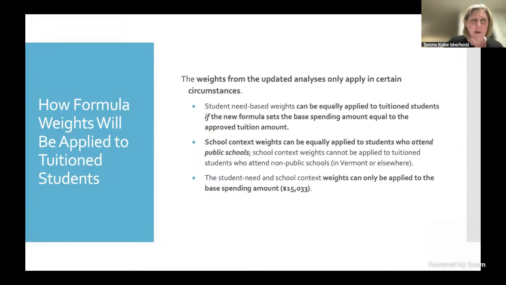But from an equity standpoint, we can't have two systems going on at the same time. Once you say that 15,000 is the adequate spending amount for a student to attain outcomes, that has to be the common base for everybody. All students. This is not by school.